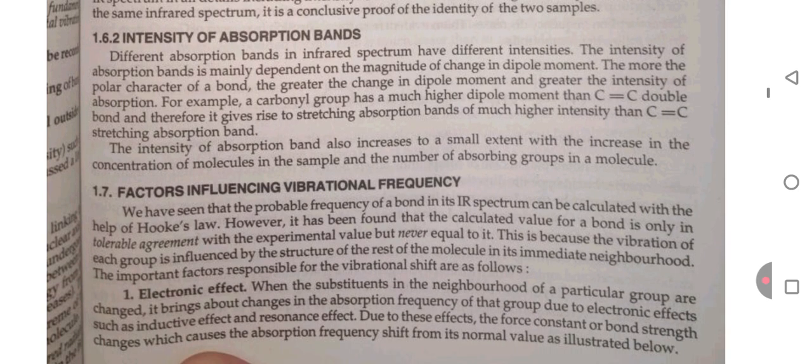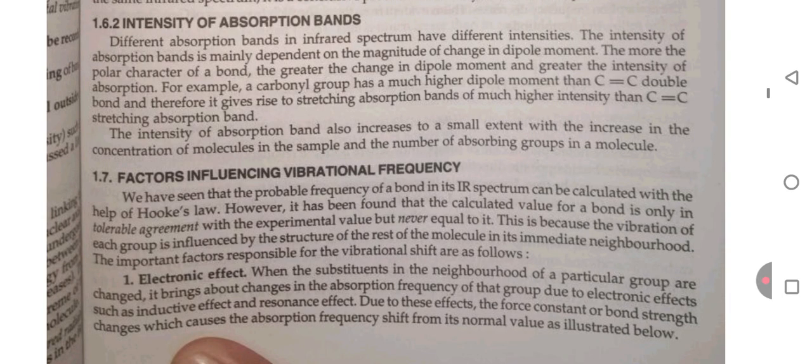Intensity of absorption band. Different absorption bands in an infrared spectrum have different intensities. The intensity of an absorption band mainly depends on the magnitude of change in dipole moment. The more the polar character of a bond, the greater the change in dipole moment, the greater the intensity of absorption. For example, a carbonyl group has a much higher dipole moment than a carbon-carbon double bond, and therefore it gives rise to a stretching absorption band of much higher intensity than the C=C stretching absorption band. The intensity of an absorption band also increases to a smaller extent with the increase in the concentration of molecules in the sample and the number of absorbing groups in a molecule.